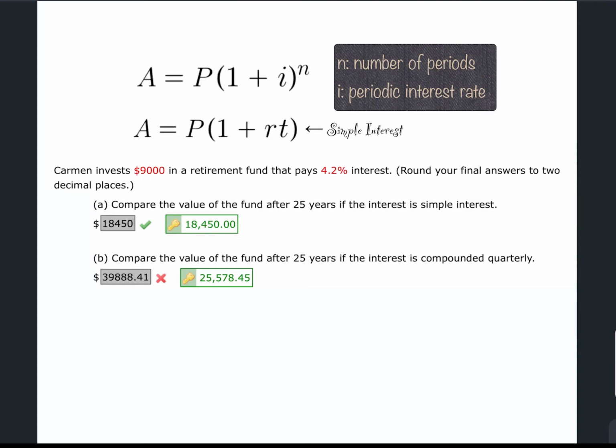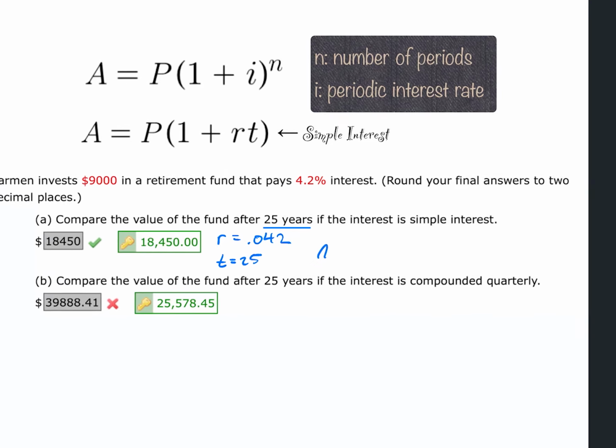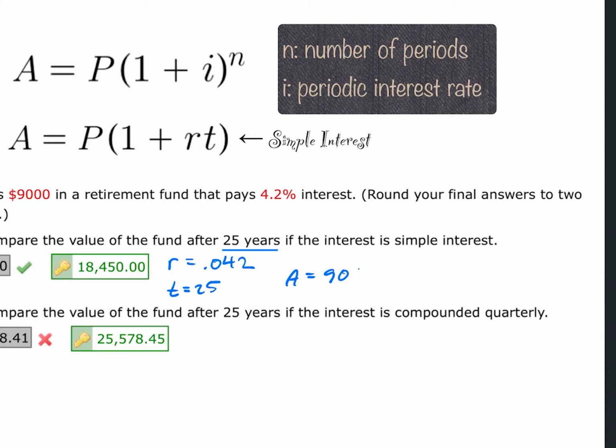So for part A, we compare the value of the fund after 25 years if the interest is simple interest. So simple interest is how it sounds, much more simple of an equation to work out, because R is going to be the interest rate, which in this case is 4.2%. However, we need to express this as a decimal. And T, which is the time, which in this case is 25 years of time. So T equals 25. And we get for the amount equals the principal, which is $9,000 times 1 plus the rate times time.